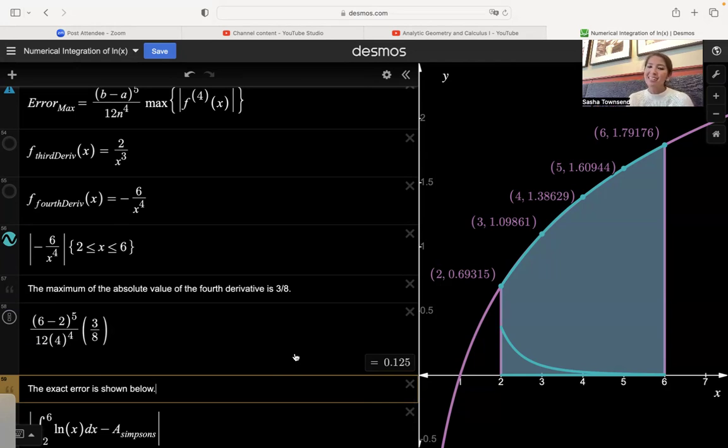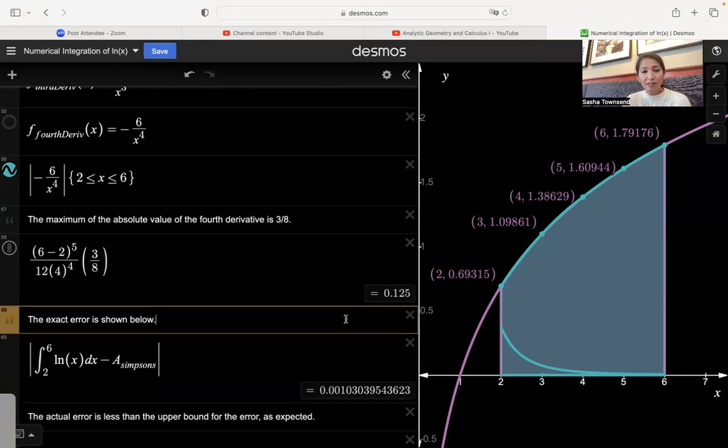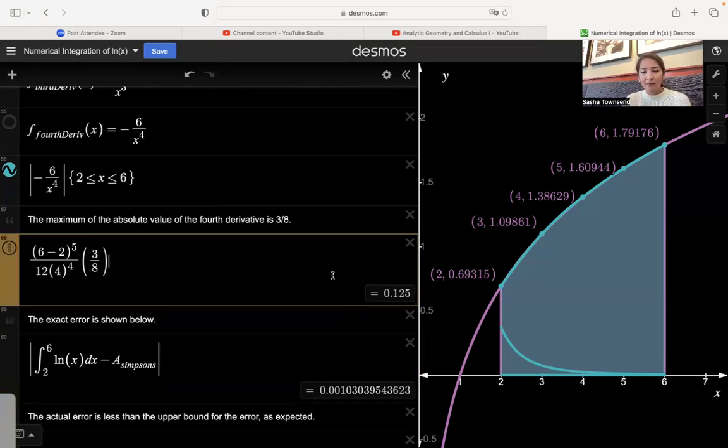And then we say, okay, well, what is the exact error? What's the difference between the integral and that approximation using Simpson's rule? The exact error is actually much smaller than that. The exact error is 0.001, so 1,000th. We're within 1,000th of the true value of the area under the curve. So we see that Simpson's rule is giving us a very good approximation, much, much better than even what we were expecting using that upper bound of the error formula. So it's pretty good. These are excellent approximations.